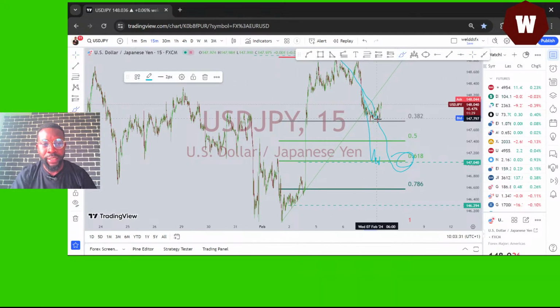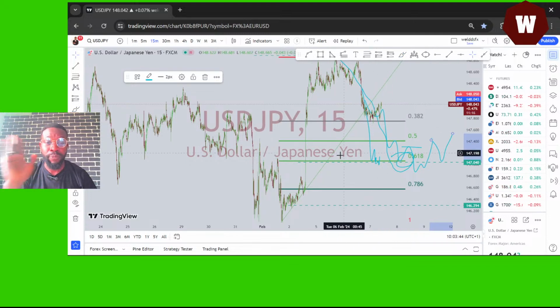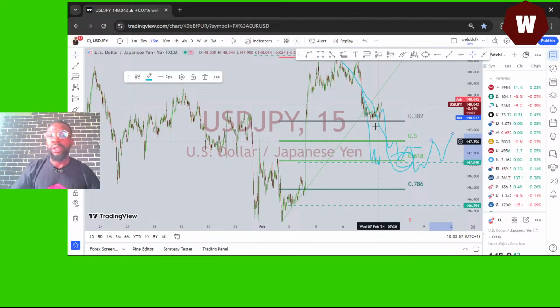So if the market manages to get somewhere here, we'll be waiting for it to go up, take that high. Then when it comes back, we will take that buy on the 15 minutes time frame. But for people that have a larger account, you don't need to stress yourself with that. Just set your pending order at 147.074, and then you are good to go.